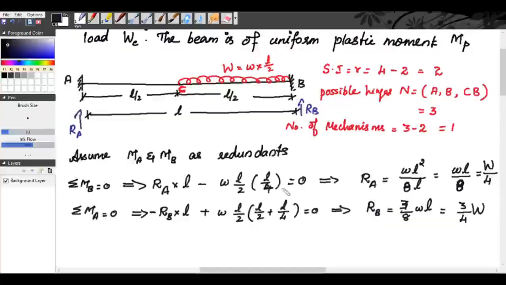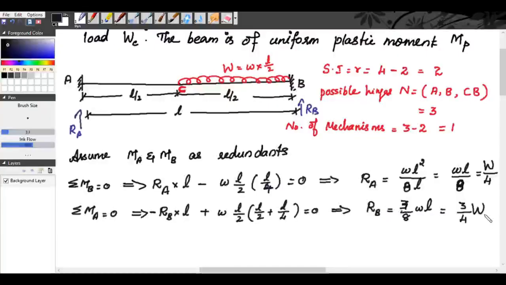And here we will be getting, I think, 5WL by 8. RA is equal to RA into L minus. So okay, anyway, this is 3 by 4 W. So W by 4 and 3 by 4 W. RA is W by 4, RB is 3 by 4 W.